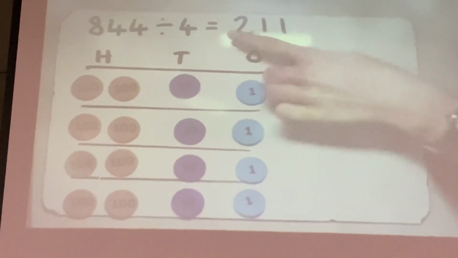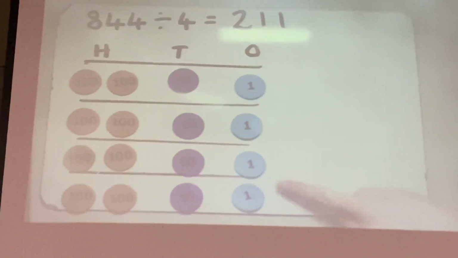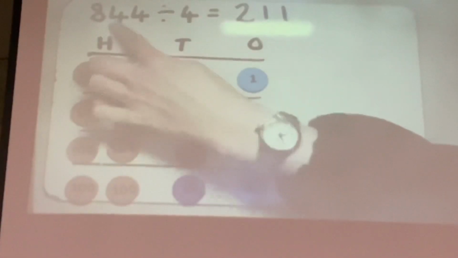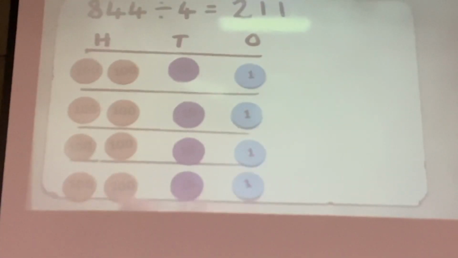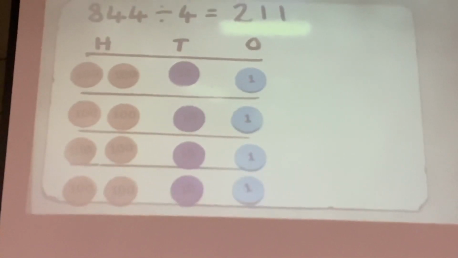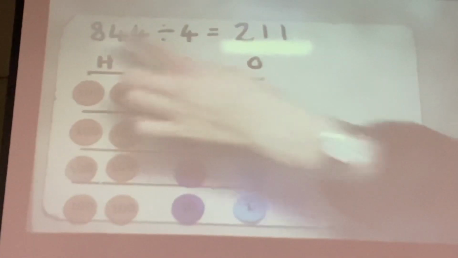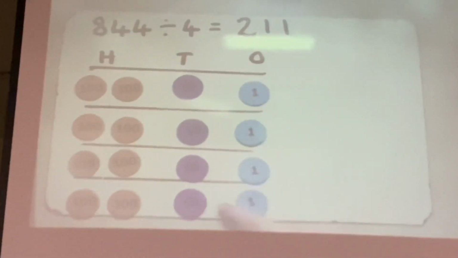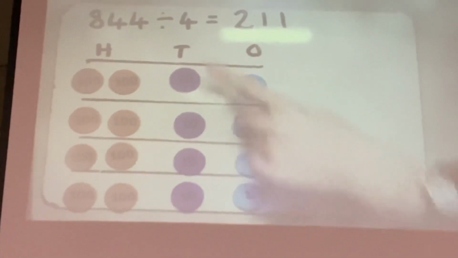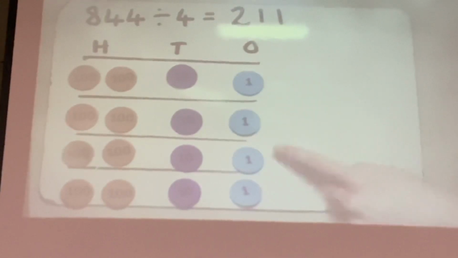As we're dividing by 4, you'll see we've made 4 groups here. Starting with our hundreds, we split our 800s into 4 groups. So in this case, there are 200s in each group. Moving on to our 4 tens, again we're dividing by 4, and therefore we're splitting our 4 tens into our 4 groups. And finally, our 4 ones, splitting those into 4 groups.